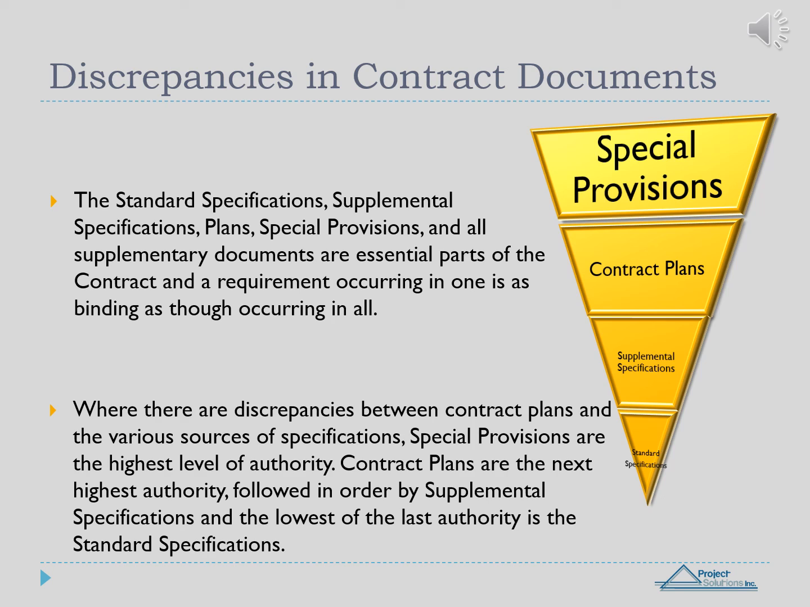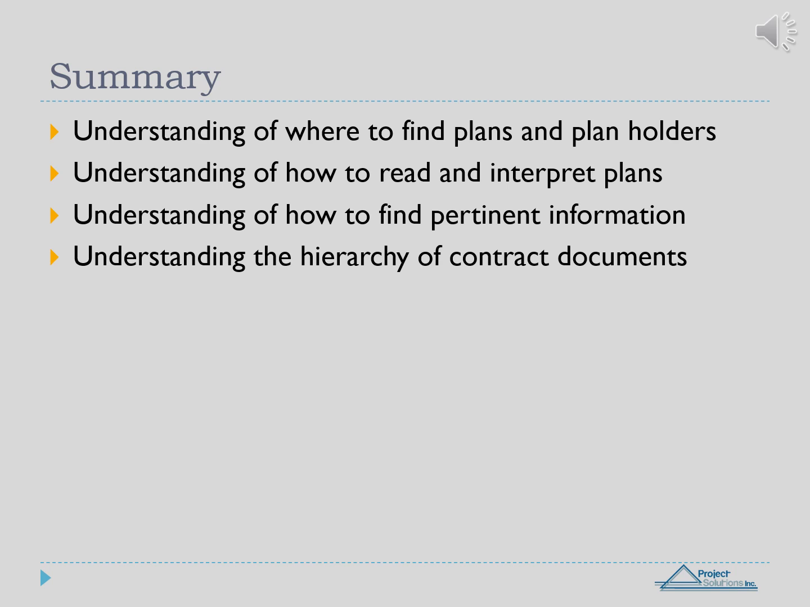Contract plans are the next highest authority, followed in order by supplemental specifications, and the lowest authority is the standard specification. This concludes the training on Introduction to Plans Reading. We covered where to find plans and plan holders lists, how to read and interpret plans, how to find pertinent information, and the contract documents.